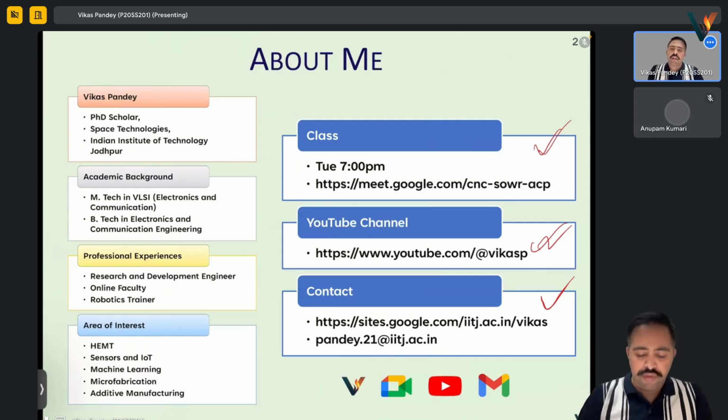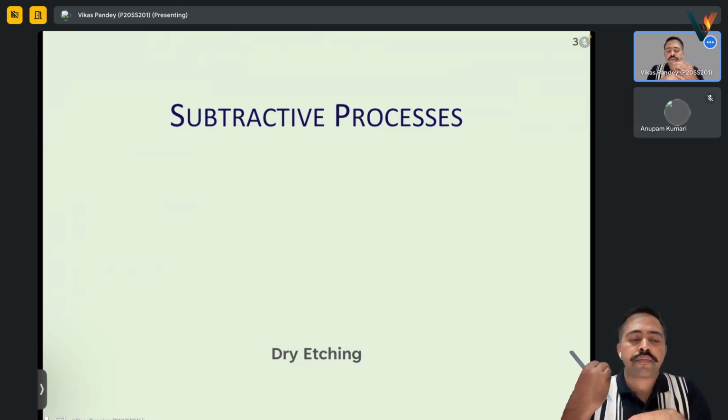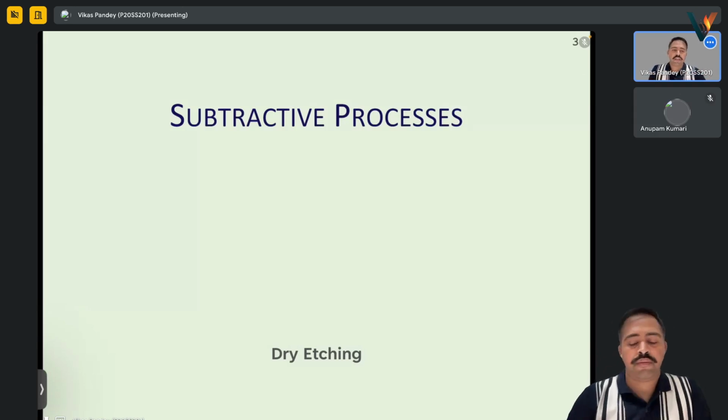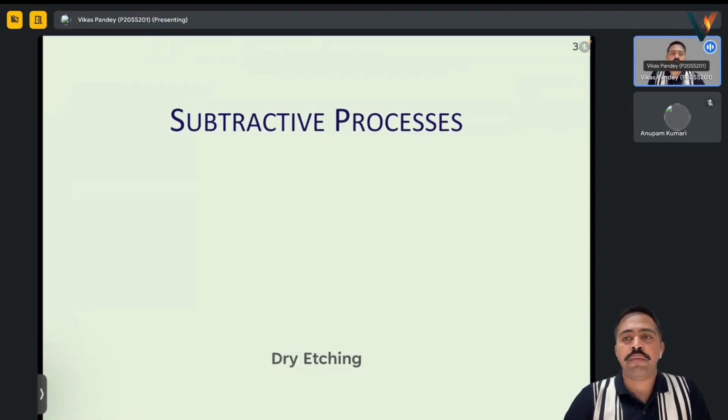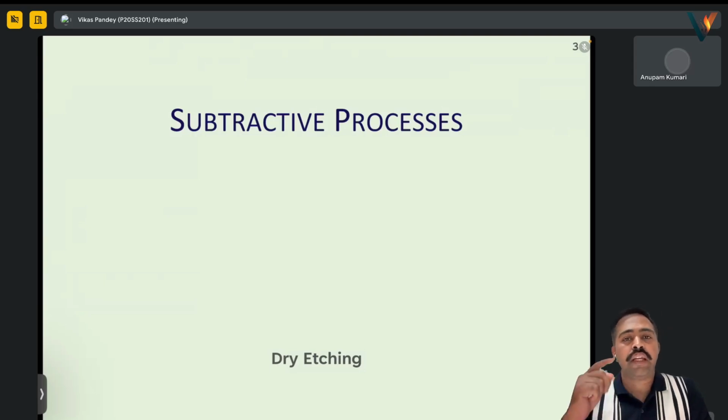So, in continuation with the previous topic, that is subtractive processes, that is how to remove some material or film, thin film or any deposited material from micro or nanofab, like in the process of micro and nanofabrication we are discussing. In continuation with that, we have already seen wet processes, where we were using chemicals to etch out.